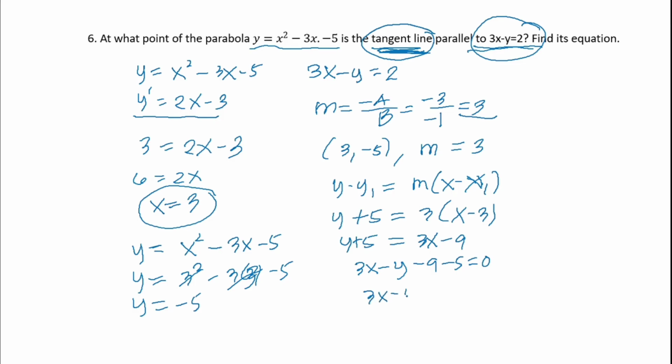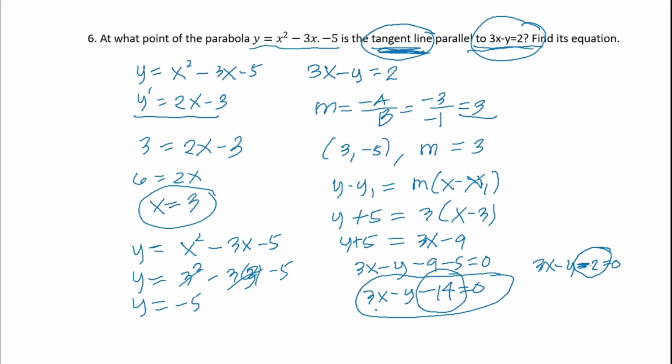So 3x minus y minus 14 is equal to 0. So this is the equation which is tangent to 3x minus y is equal to 2. Take note how to know that that is parallel. We have 3x minus y is equal to 2, minus 2 is equal to 0. Since only the c is different and a and b are the same, we can consider that this is parallel. So if we're going to graph this, it looks like this.